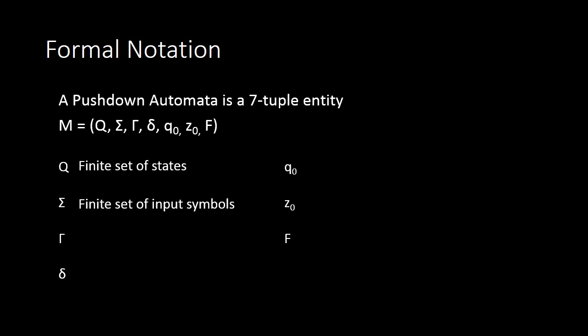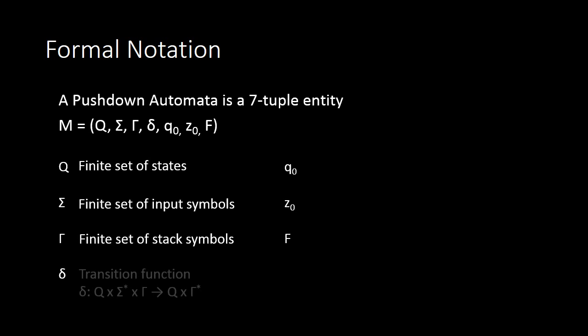Sigma is a finite set of input symbols. Gamma is a finite set of stack symbols. So the difference in these two is that sigma, the input symbols, are present on the input tape and the stack symbols are present on the stack. So we can push, pop or seek stack symbols and we can read input symbols.